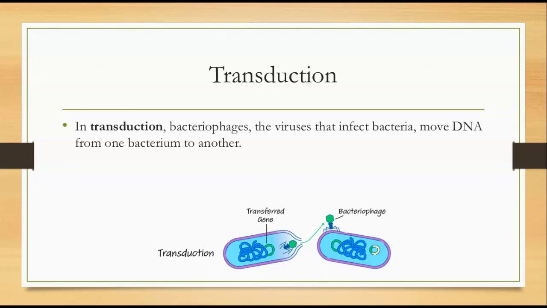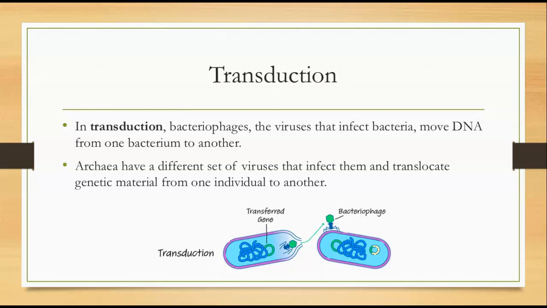Transduction: bacteriophages, the viruses that infect bacteria, move DNA from one bacterium to another. Archaea have a different set of viruses that infect them and translocate genetic material from one individual to another. So here's the bacteriophage, and it comes out from this bacterium and then infects this one and gives that same transferred gene. So that's one way that it can change its genetic makeup.